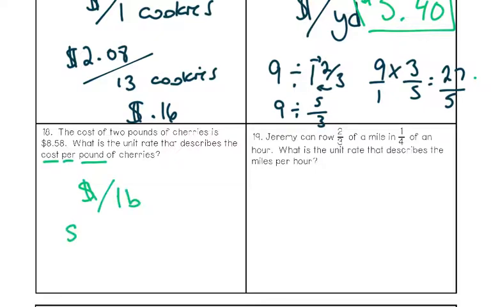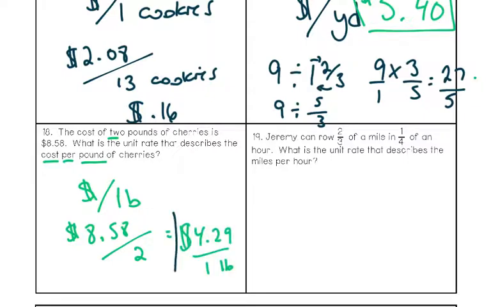In this case, you're given a dollar amount, $8.58, and you want to divide that by the number of pounds, 2. So $8.58 divided by 2 gives you your unit rate, which is $4.29 per 1 pound.